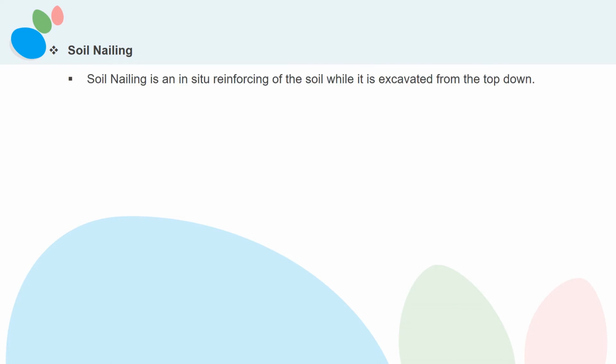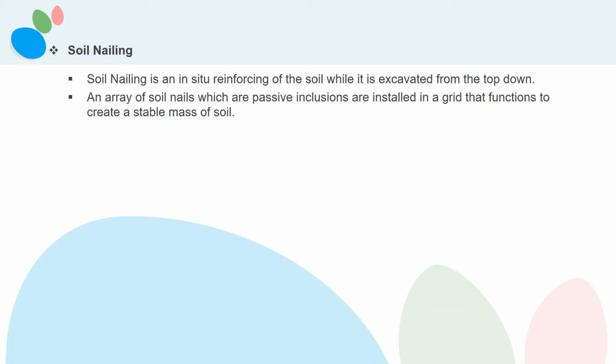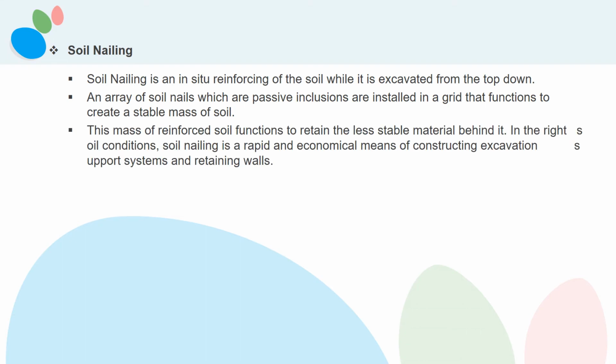3. Soil nailing. Soil nailing is an in situ reinforcing of the soil while it is excavated from the top down. An array of soil nails, which are passive inclusions, are installed in a grid that functions to create a stable mass of soil. This mass of reinforced soil functions to retain the less stable material behind it.